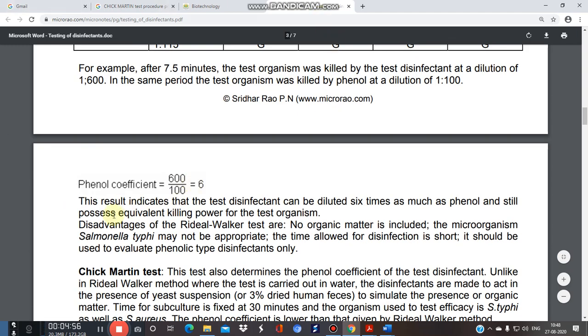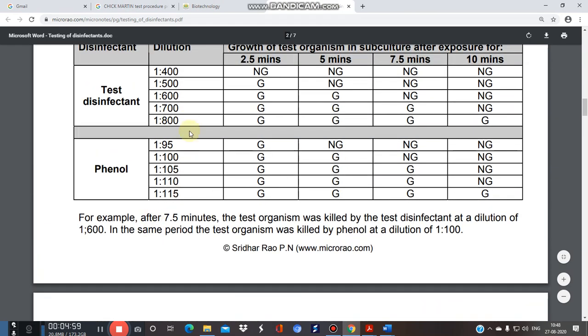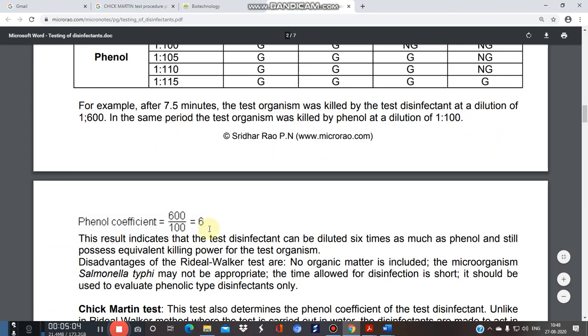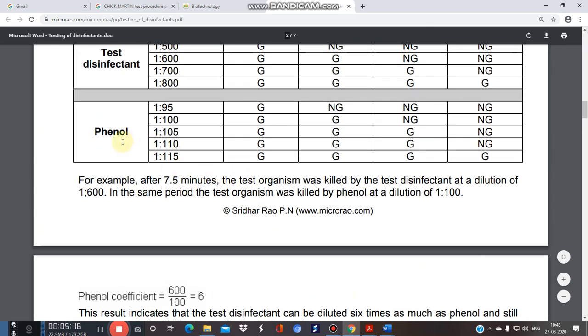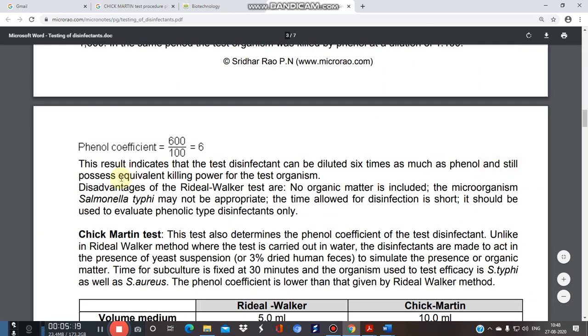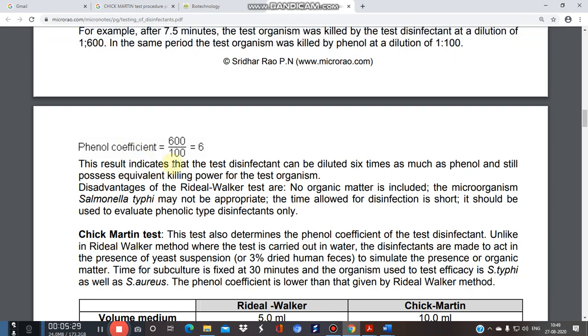What does it infer? The phenol coefficient is equal to the test dilution, that is 600, upon the standard one, that is 100, which gives 6. And what does 6 mean? This indicates that the test disinfectant can be diluted 6 times as much as phenol and still possess equivalent killing power against the test organism. So this is the phenol coefficient value, or you can say the Rideal-Walker coefficient. In this way we can calculate the phenol coefficient value in the Rideal-Walker test.